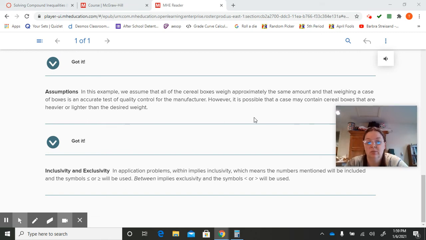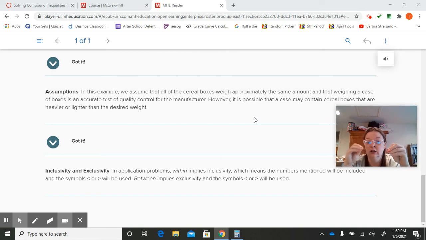In application problems, within applies inclusively, which means the numbers mentioned will be included and the symbols less than or equal to or greater than or equal to will be used. Between implies exclusively, and the symbols less than or greater than will be used. That's something to make sure that you get in your notes.